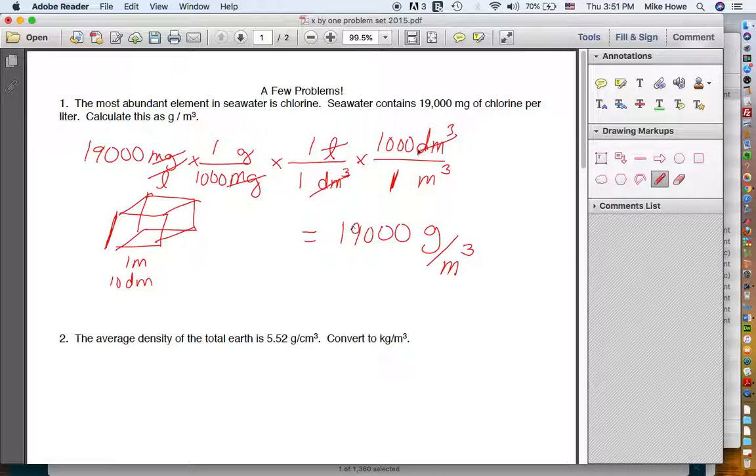Oh, checking sig figs. How many sig figs in this number? 2. How many sig figs in this number? 2. So we're good. All right, the next one, we have 5.52 grams per cubic centimeter.